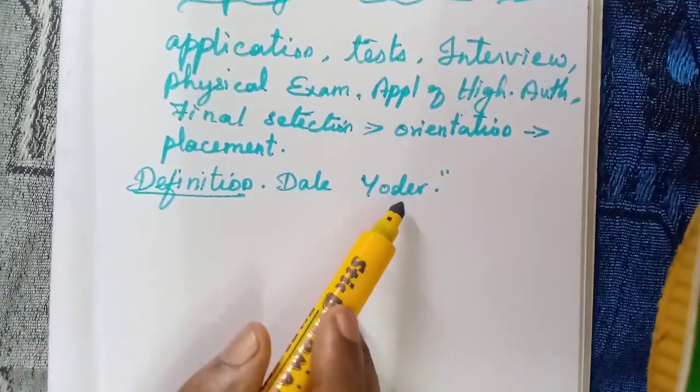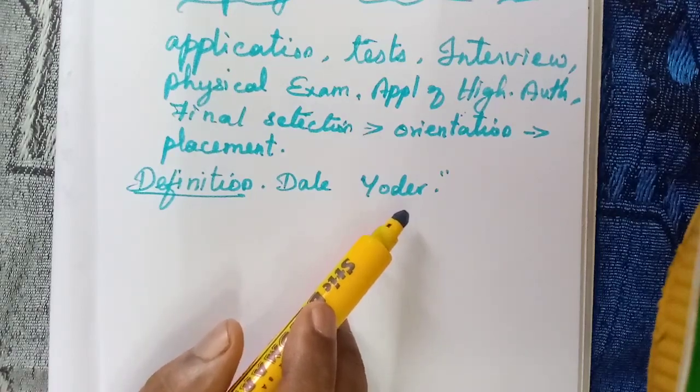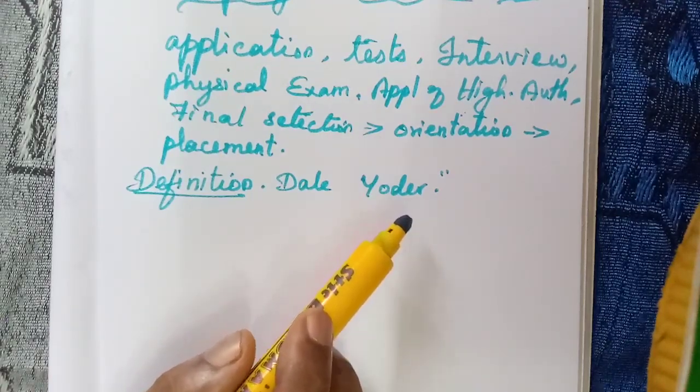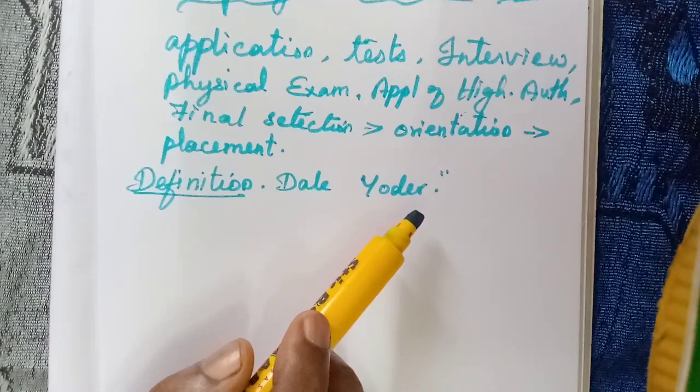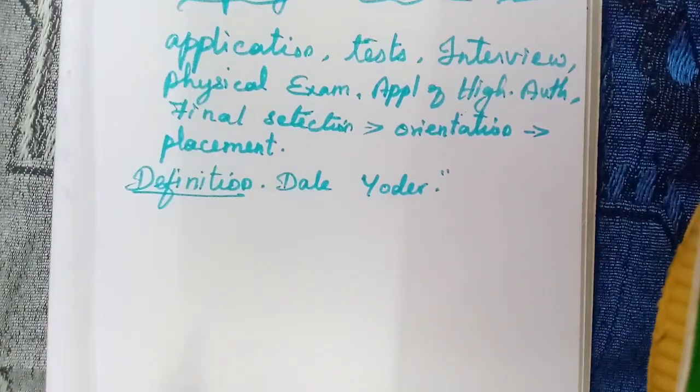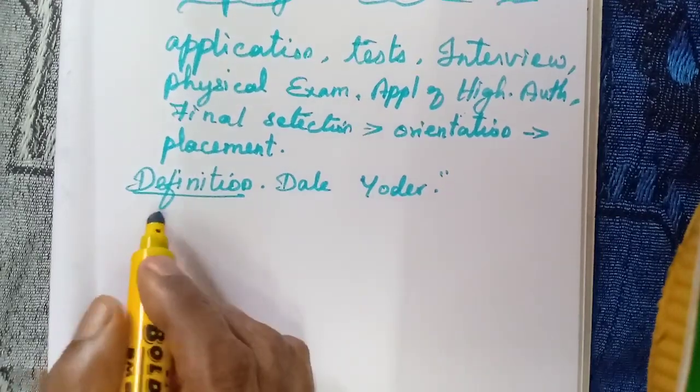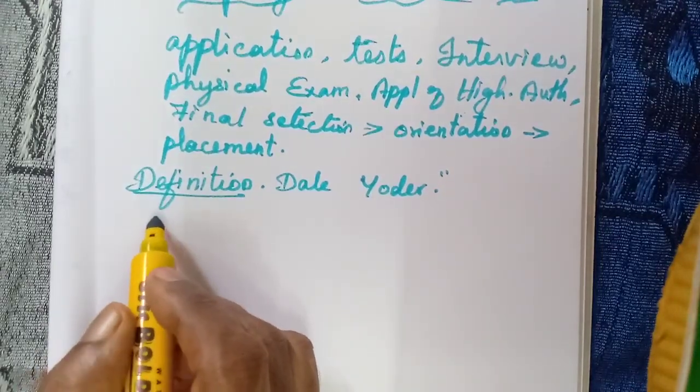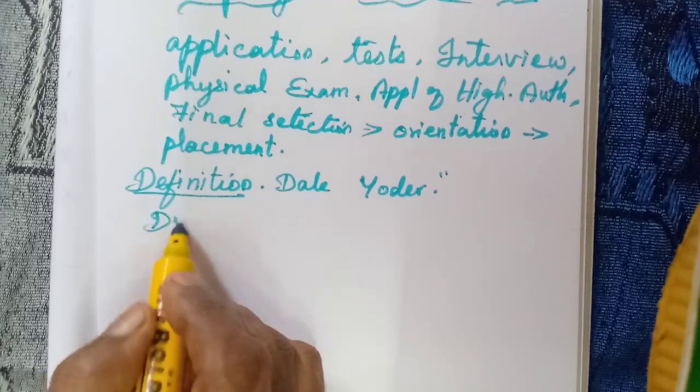Just listen carefully, you will understand. Dale Yoder says selection is the process in which the candidates for employment are divided into two classes: those who are to be offered employment and those who are not. It is one of the short answers.